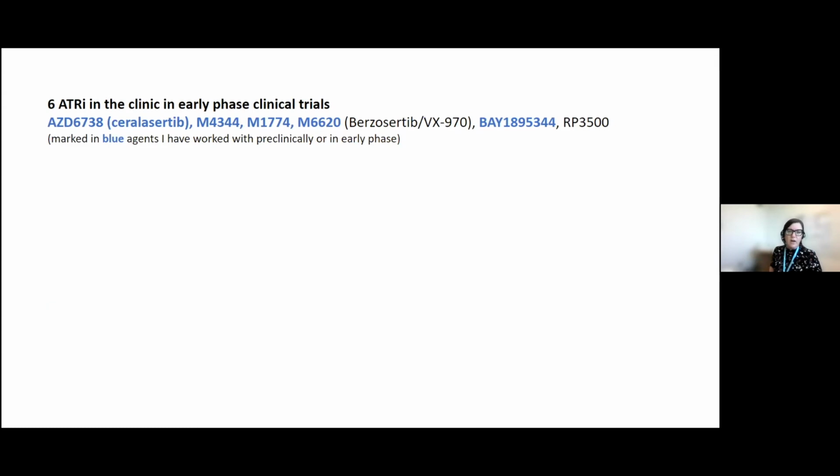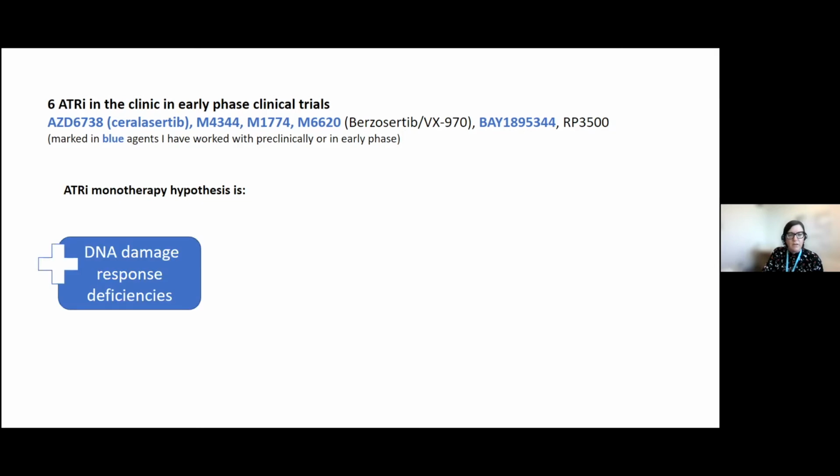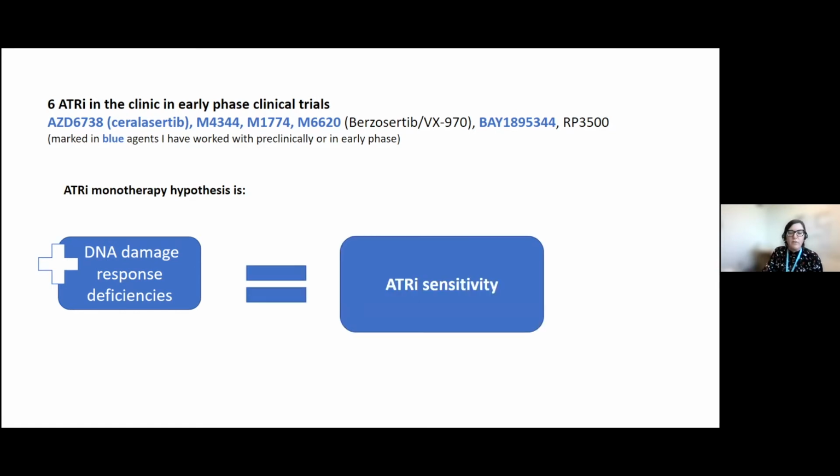So there are 6 ATR inhibitors in the clinic in early phase clinical trials. The ones in blue I've just put there are ones that I've worked on either preclinically or in early phase before coming here. The hypothesis for ATR monotherapy, just to put it really simply, is that if you give an ATR inhibitor in the presence of a cancer cell that has DNA damage response deficiencies, then you will get sensitivity. And one of the most common ways that you can get this sort of Achilles heel for sensitivity is through ATM mutations.